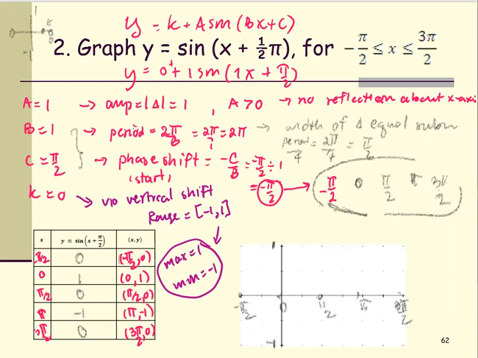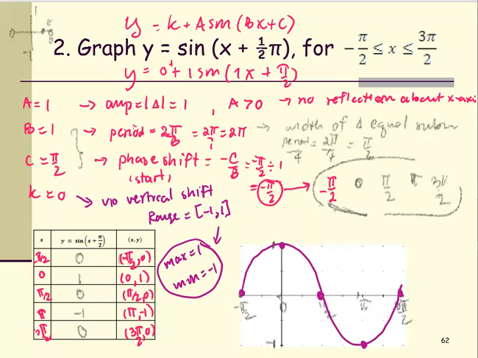Locate the ordered pairs on the graph. At the point negative pi over 2, the value is 0. At the point 0, the function is 1. At pi over 2, the function value is 0. At pi, the function value is negative 1. At 3 pi over 2, the function value is 0. And then we're going to connect all the points with a smooth curve.